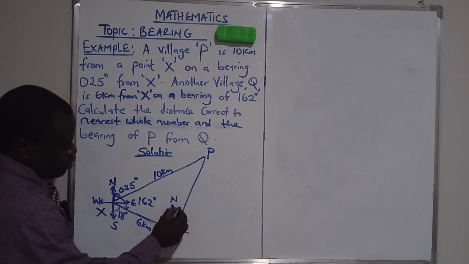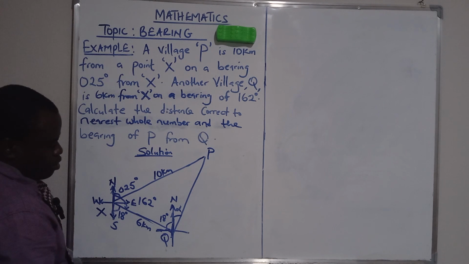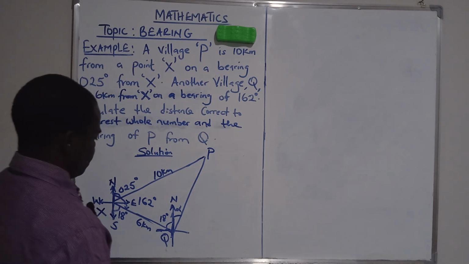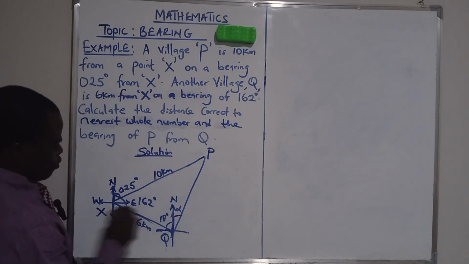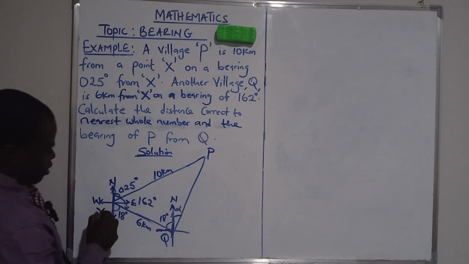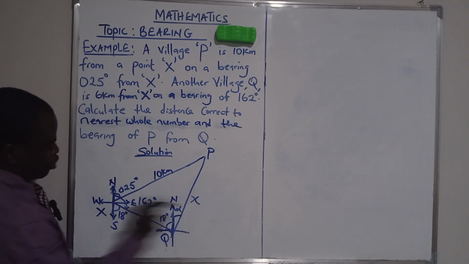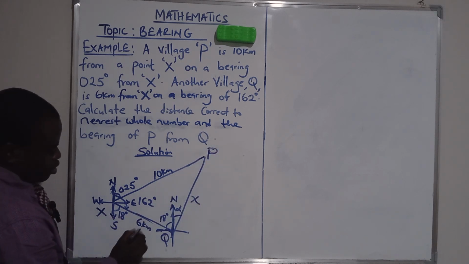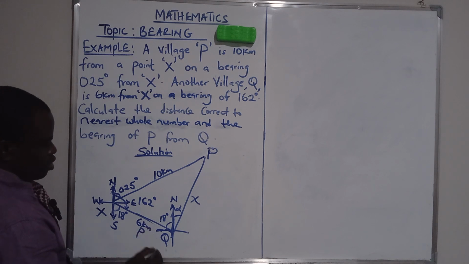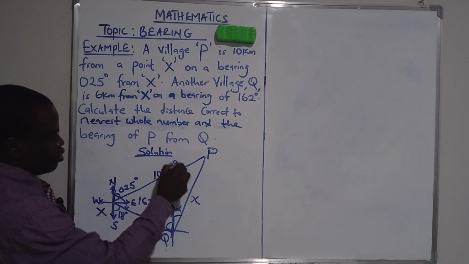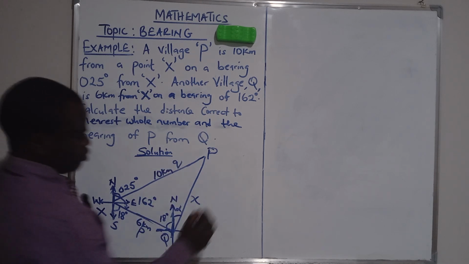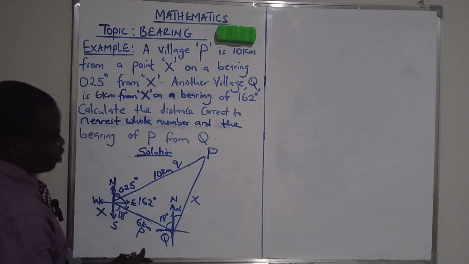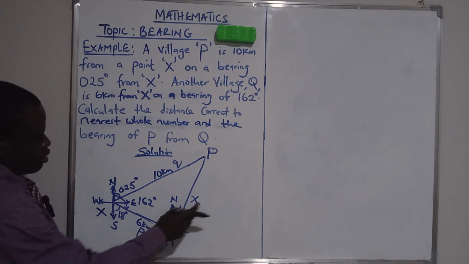Here, let's take it to be alpha, we don't know it. Now what next? We are looking for this distance. Capital X, small letter x, is opposite to this angle. Capital P, small letter p, opposite to this angle. Capital Q, small letter q, opposite to this angle. Now we are using the cosine rule to get our x.